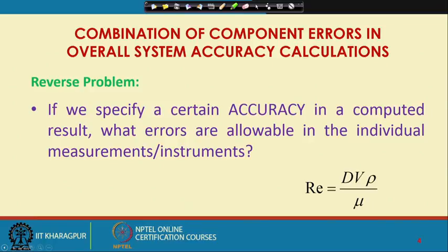The previous problem was the forward problem, where the individual component inaccuracies are known, and we combine them to get the overall accuracy or overall error. In the reverse problem, we specify that a certain accuracy in a computed result is required, then ask what errors are allowable in the individual measurements.